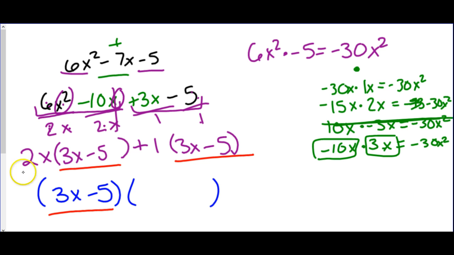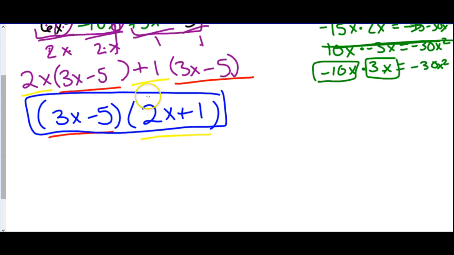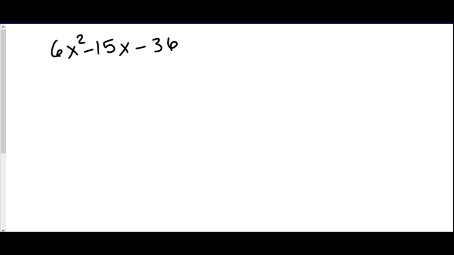Anything left over out front should go in your second parenthesis. So 2x plus 1 goes in the second parenthesis, and there's your final answer. Now if you're unsure if you did the work correctly, you could go through and FOIL it to see if it came up with the 6x squared minus 7x minus 5. You could go through and multiply it back out and check it. We're not going to do that, but that is an option if you would like to check your work.